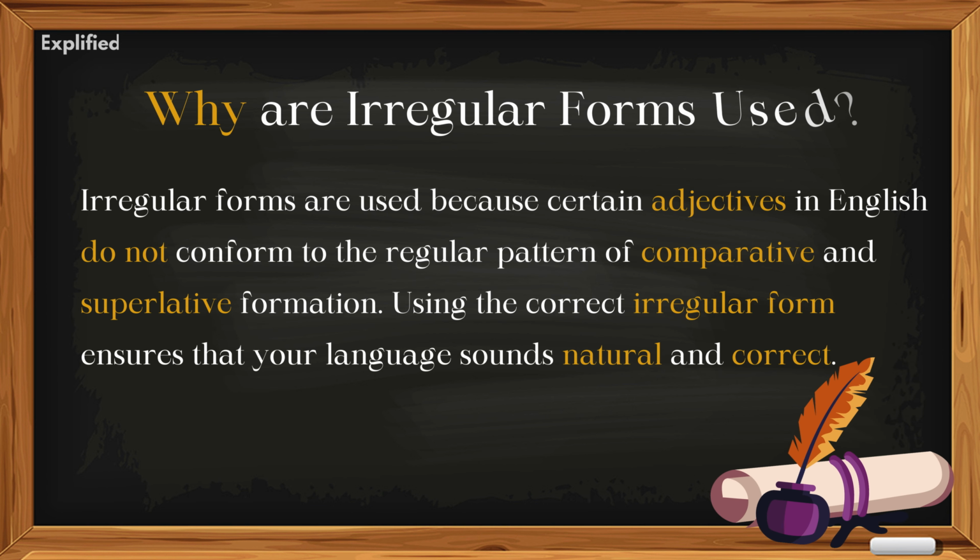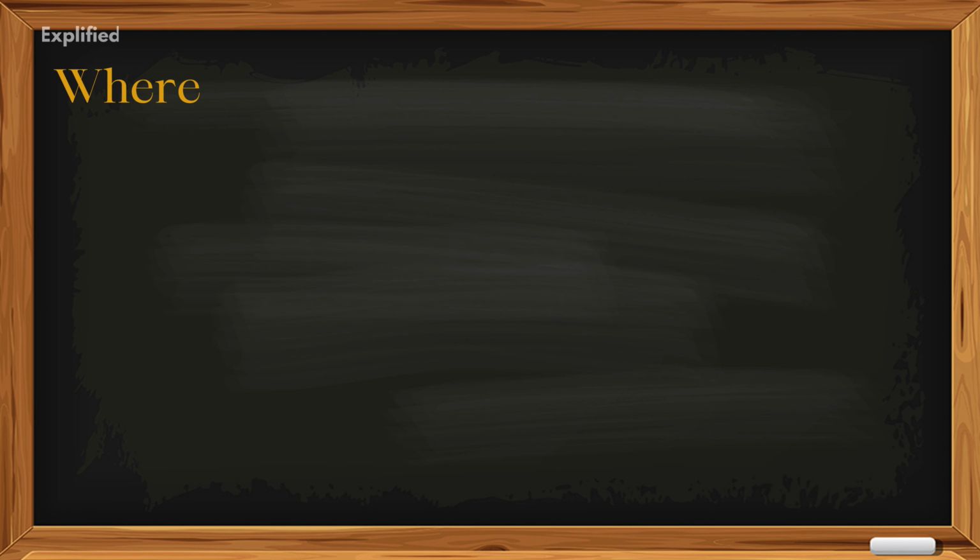Why are irregular forms used? Irregular forms are used because certain adjectives in English do not conform to the regular pattern of comparative and superlative formation. Using the correct irregular form ensures that your language sounds natural and correct.